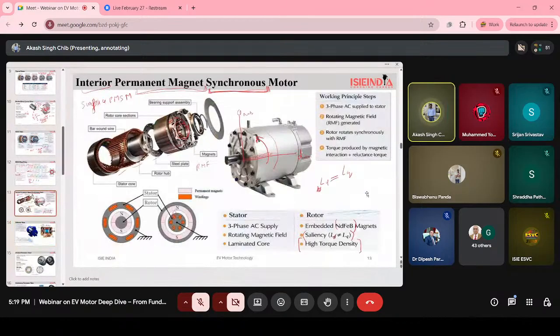Does anyone have a doubt about this permanent magnet synchronous motor? You can see the structure here. This is the stator part, with some plates, the rotor hub, steel plates, and magnets inside. This is our core part. Here is the rotor section. Anyone have a doubt in this?